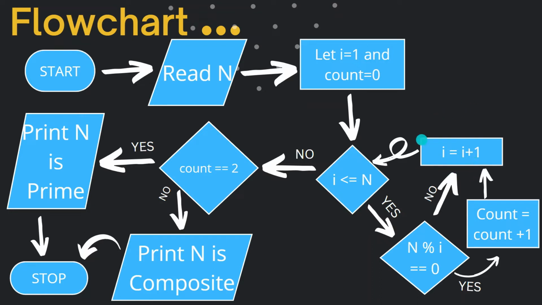Now, let's have a look. After increasing our temporary variable, we are again returning to the decision box. If it becomes greater than n, then it will return a no, and then we will go for another decision making where we will check if our counter variable is equal to 2. If it's yes, then we will print n is a prime, and if it is a no, then we will print n is a composite.